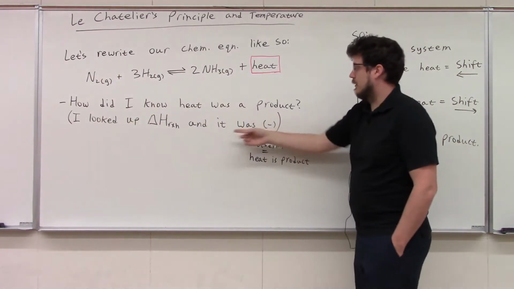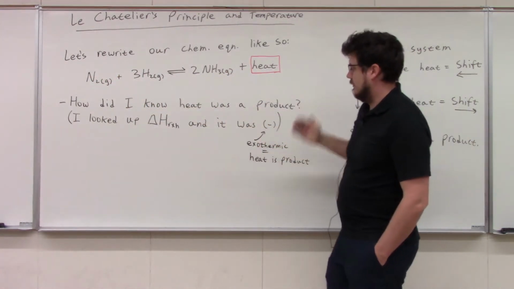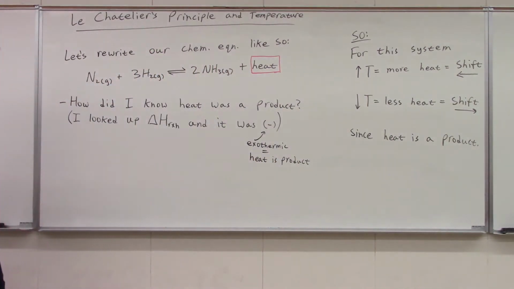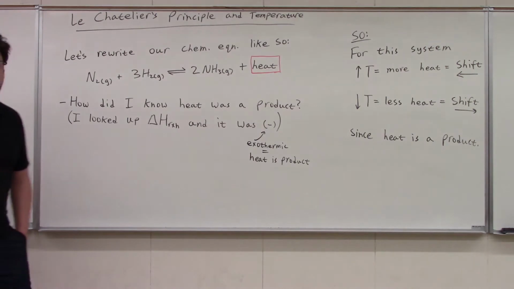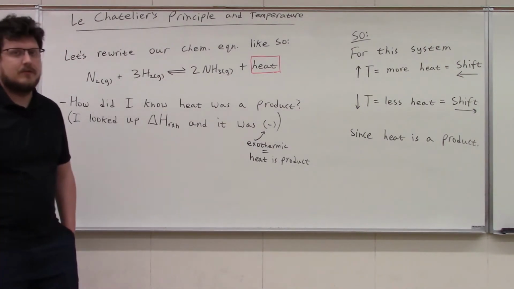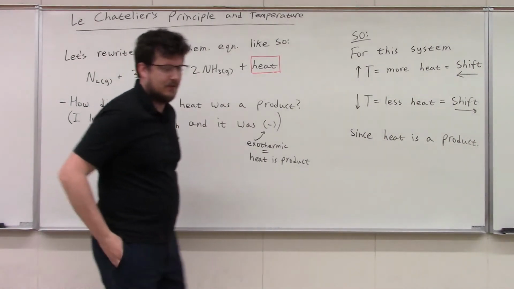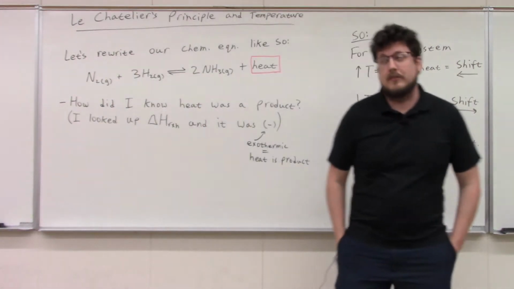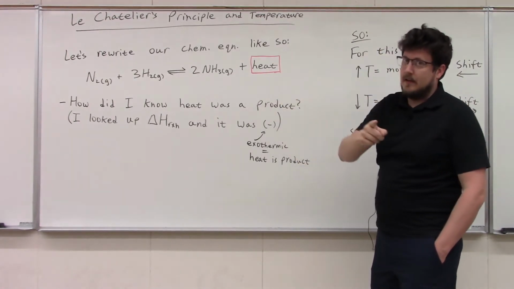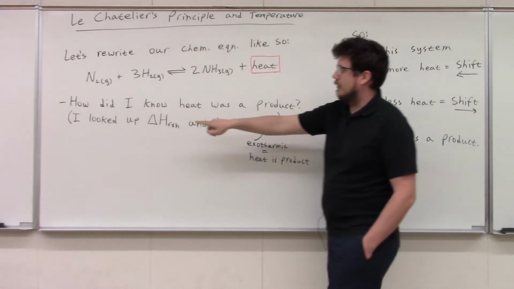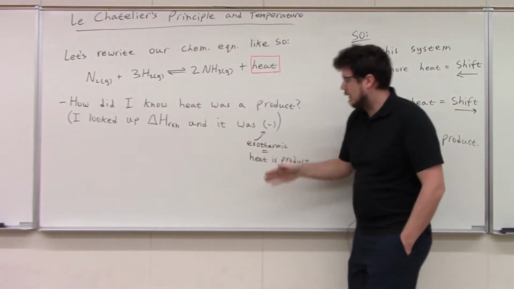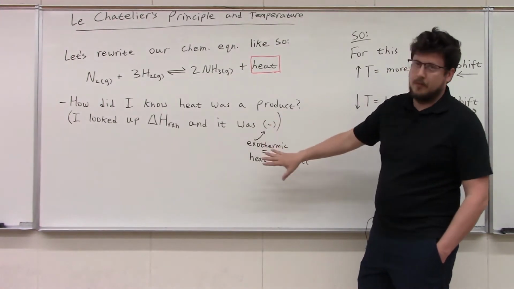So I just looked up delta H. Delta H was negative, and I was like, oh, that's exothermic. Heat's a product. So this wasn't some sort of Harry Potter wizarding world of witchcraft and wizardry or whatever. I just looked it up on a table. I didn't just make it up. I didn't manifest the situation. And it certainly wasn't anything I memorized. Now, being able to take this information and do that, that's key. Being able to understand where to get this information might be helpful as well. But more important is being able to interpret it.